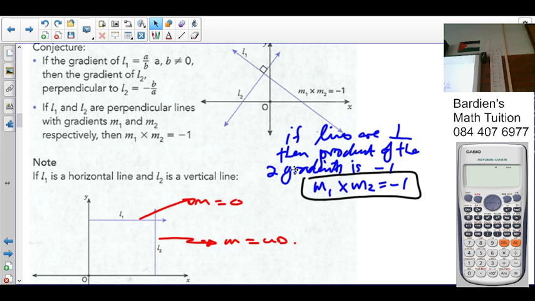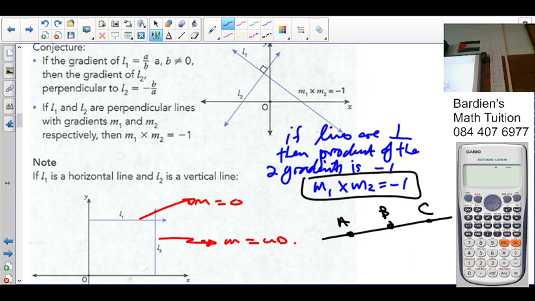If points are collinear. So what does collinear mean? It lies on the same line. So if you draw a straight line, and you got 3 points on that line, then those points are collinear. Let's just draw a line here. If you got A, B, and C, so basically a straight line, right? So if points are collinear, then gradients are equal.